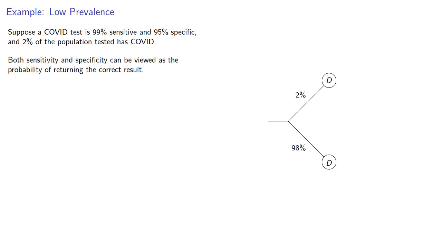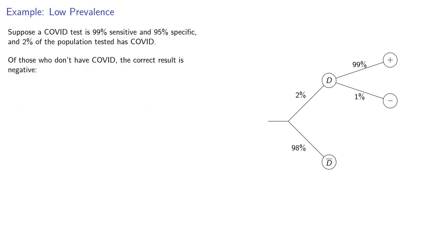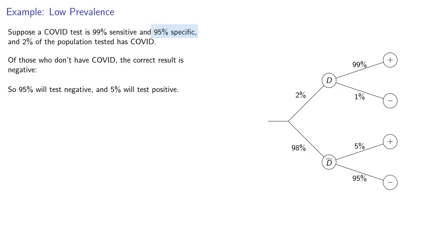Now, both sensitivity and specificity can be viewed as the probability of returning the correct result. Of those who have COVID, the correct result is positive, so 99% will test positive and 1% will test negative. Of those who don't have COVID, the correct result is negative, so 95% will test negative and the rest will test positive.